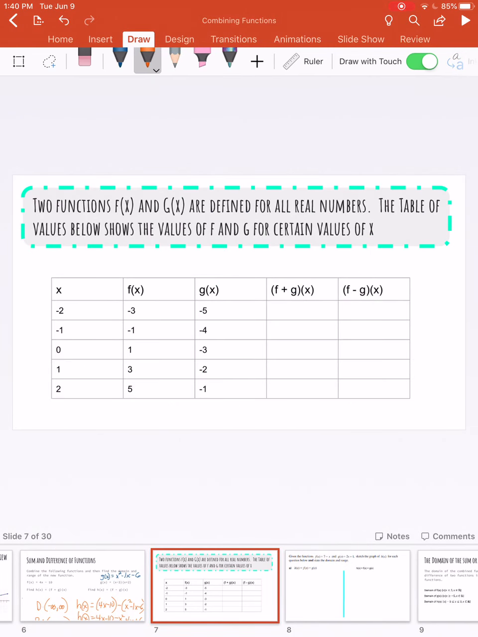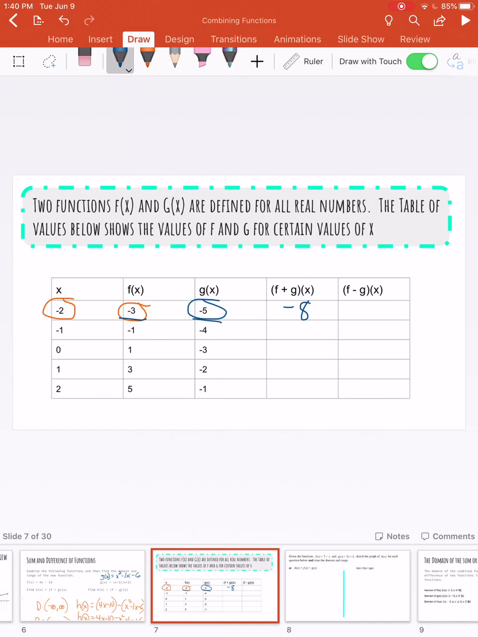Sometimes you'll be asked to add and subtract the functions using a table of values. So what the table of values means is at this x value, the y value at f at x is negative 3. The g value at negative 2 is negative 5. So all I'm going to do is I'm going to add these two numbers together. So negative 3 plus negative 5 is negative 8.